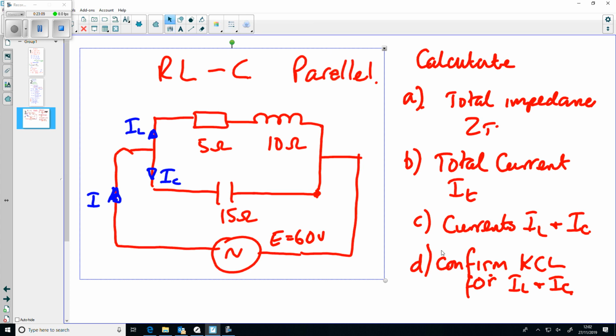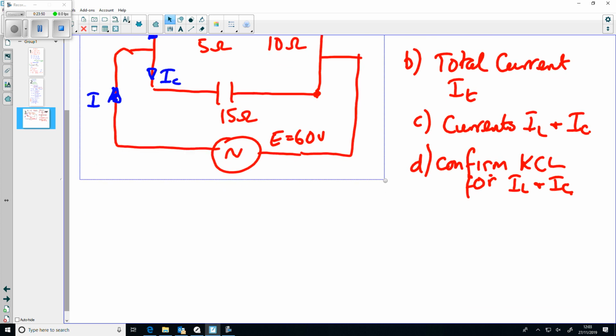So, for that circuit, calculate the total impedance for a parallel circuit, calculate the total current, I flowing here, calculate the separate currents IL and IC, and from the results of part C, convert and confirm that Kirchhoff's current law is being obeyed in the parallel circuit. So get your start and then I'll let you carry on.